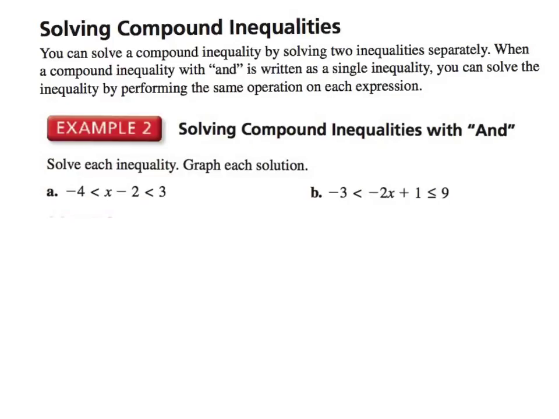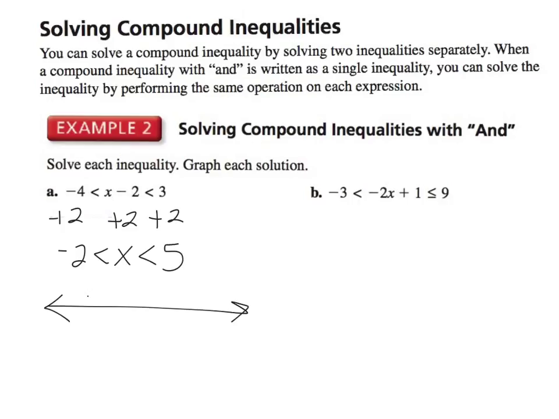But in A, we want to solve and graph this. Negative 4 is less than x minus 2, which is less than 3. I want to get the x by itself, so I just add 2 to all three parts. Negative 2 is less than x, which is less than 5. Negative 2, negative 1, 0, 1, 2, 3, 4, 5. Open dots on each. And I would shade everything in the middle since it has to be greater than negative 2 and less than 5.